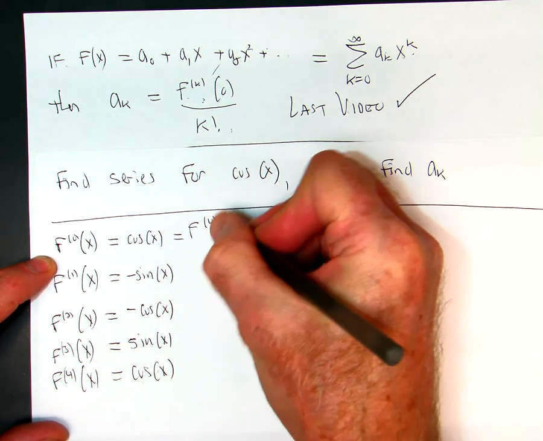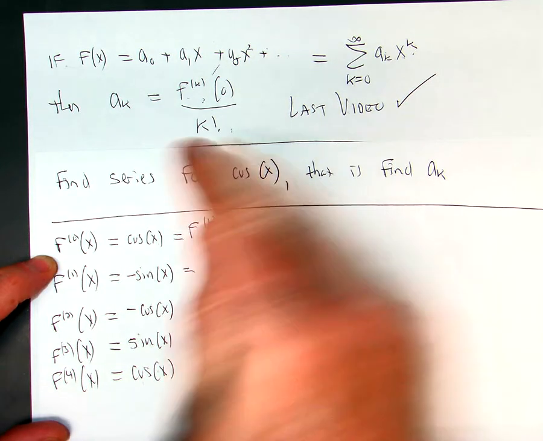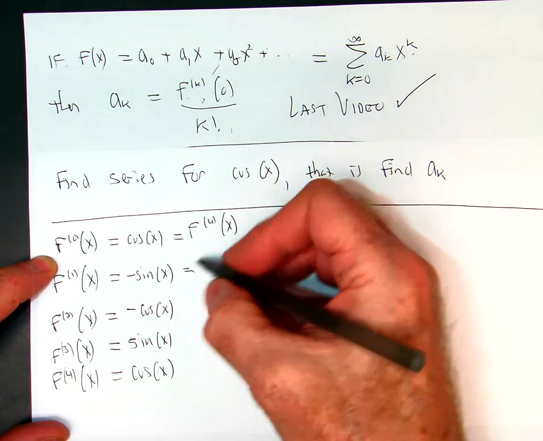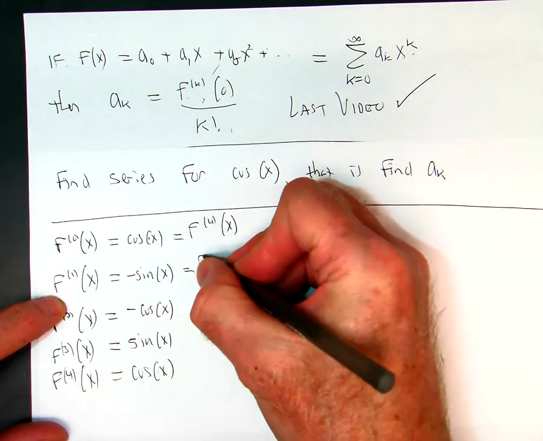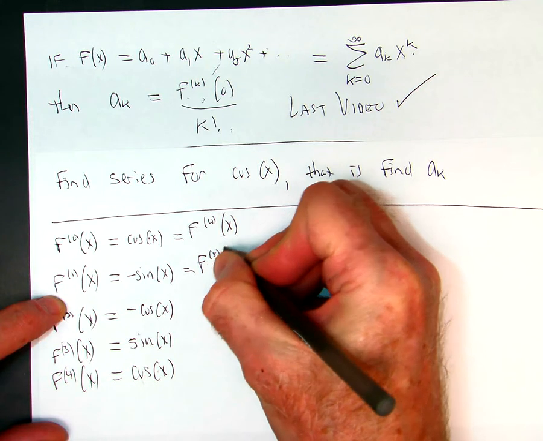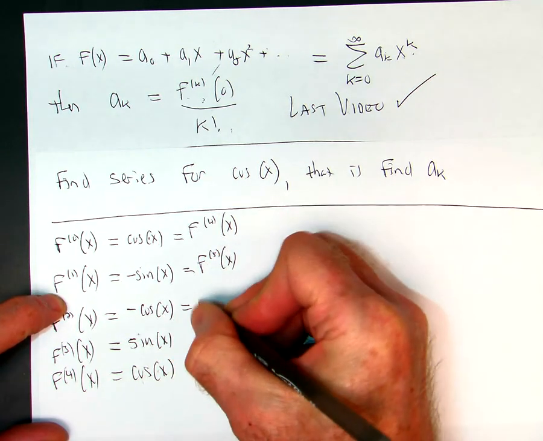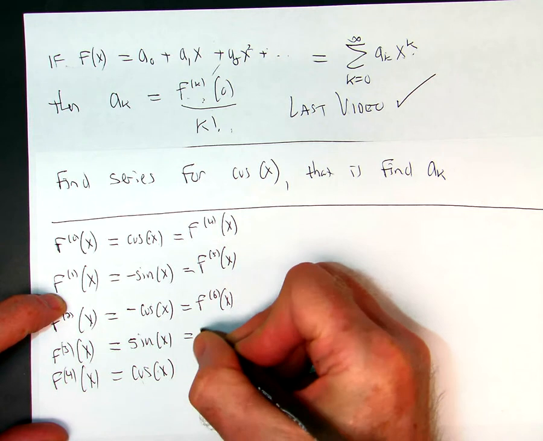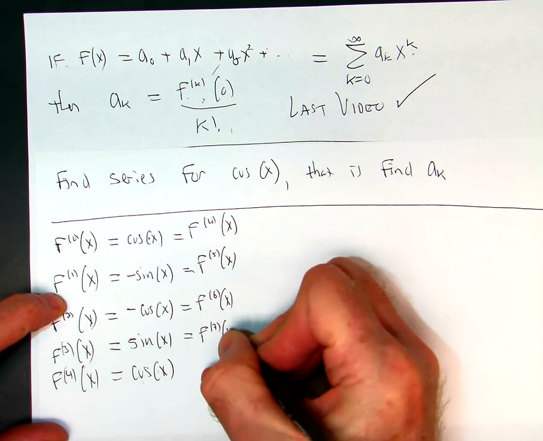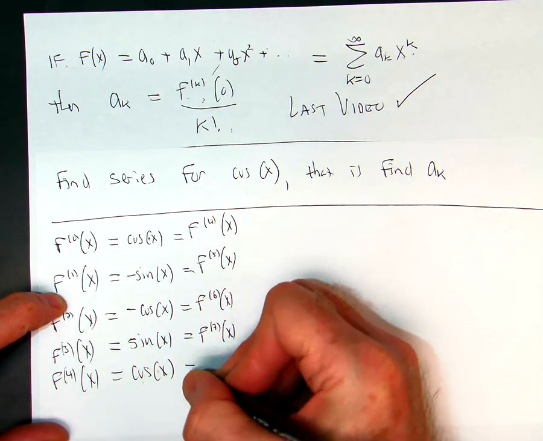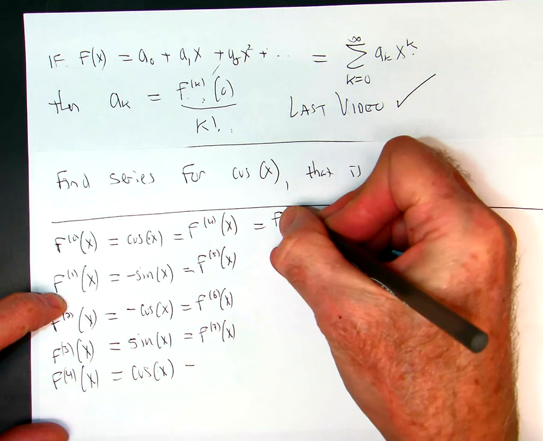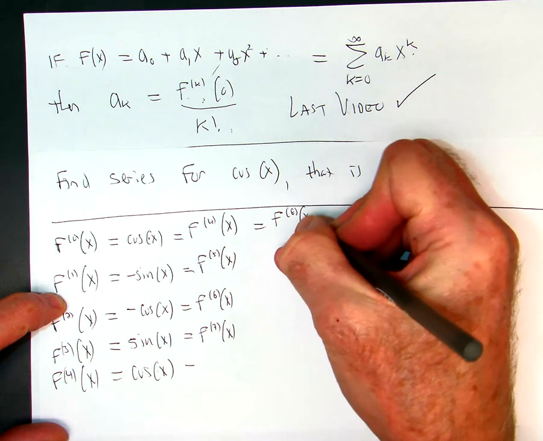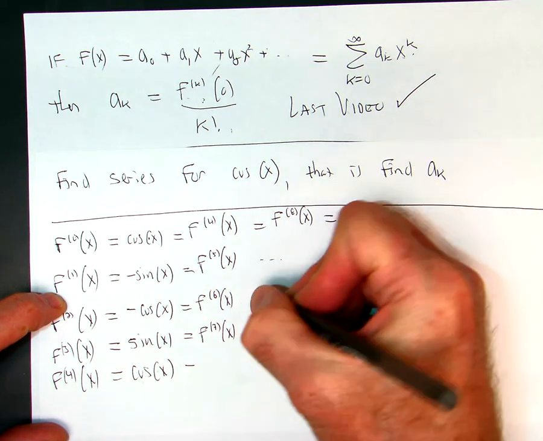And because of this, the derivatives cycle. If I take the fifth derivative, that's the same as the first derivative. The sixth is the same as the second. The seventh is the same as the third. And I take the eighth and I'm right back up here. This pattern will continue. So I'm just going to indicate that here.